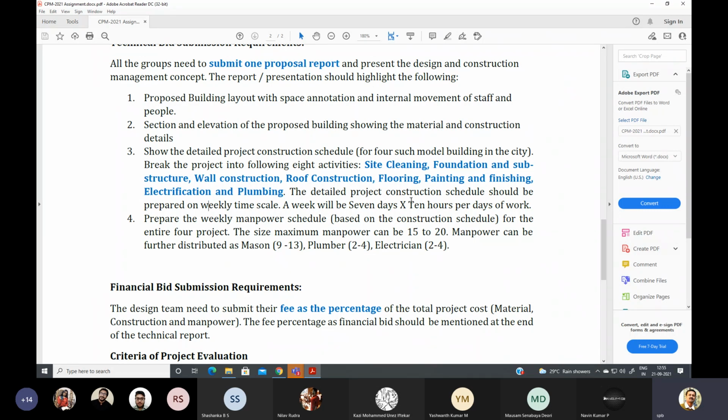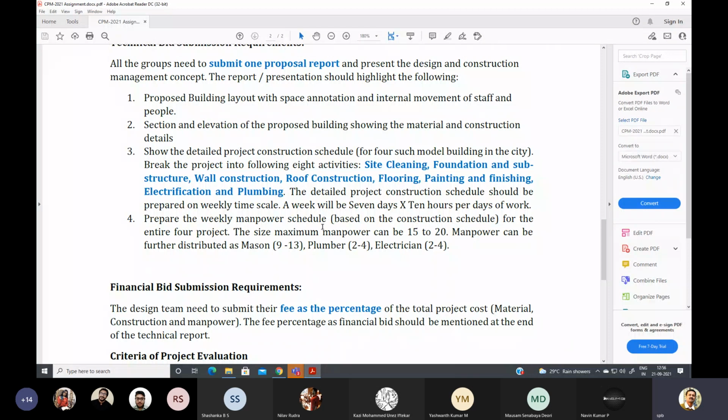The detailed project construction schedule should be prepared in weekly times. So you may say I take 1 week for the site clearance, 2 weeks for the next, not day wise, weekly. And I have given that as 7 days into 10 hours per day. It is an emergency case. So 7 days, 10 hours per day work. Okay, no Sunday, no holiday.